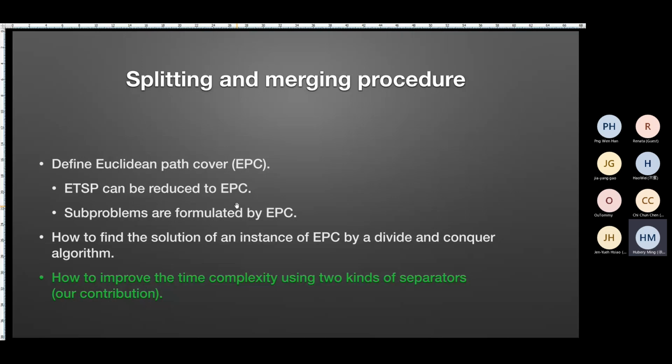Then once we could identify the subproblem in the divide and conquer algorithm, we would like to use the divide and conquer algorithm to find the solution of an instance of EPC. And finally, we would like to improve the time complexity using 2 kinds of separator. And this is our main contribution to improve the time complexity. Let's start with the first part.